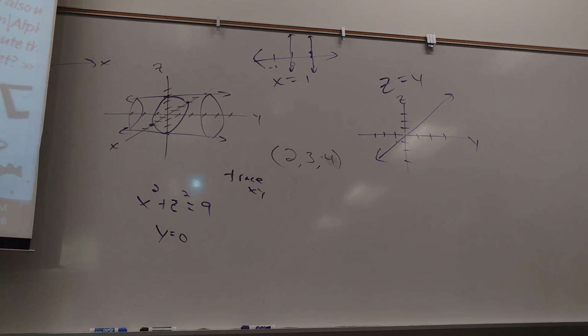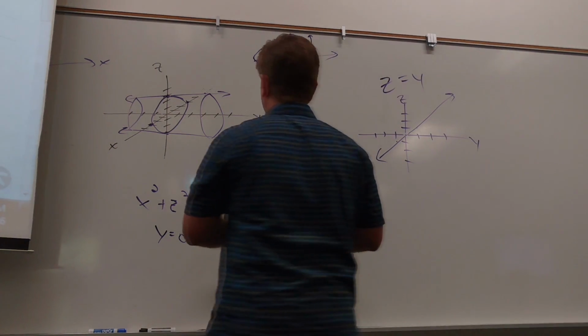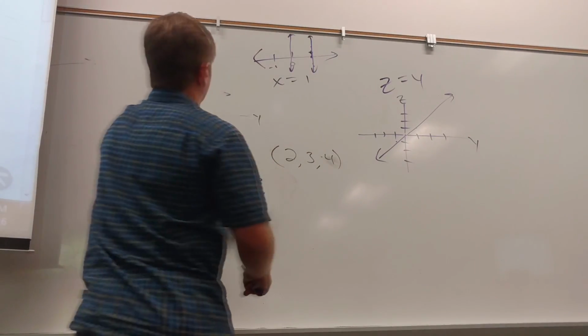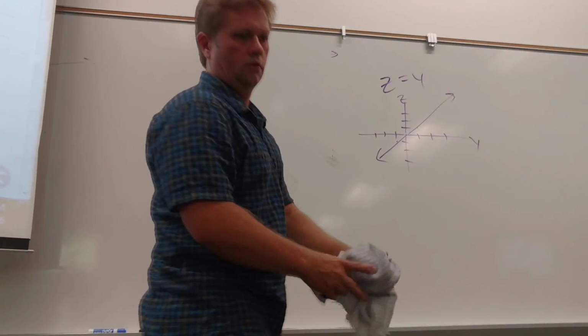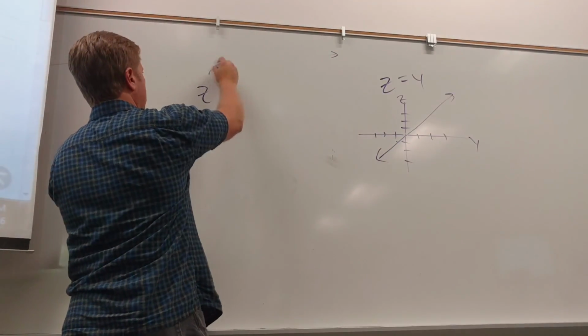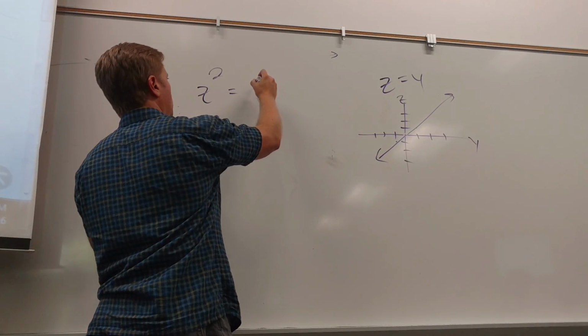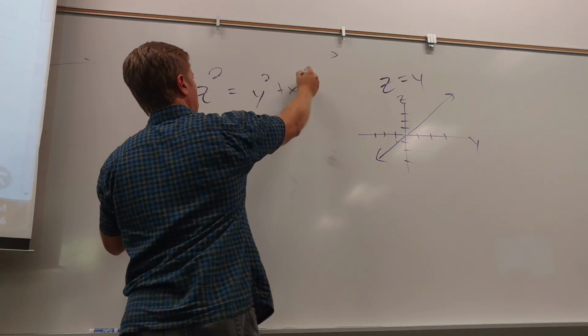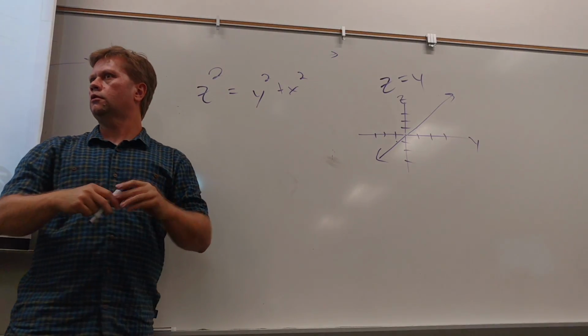But if you sign up for Wolfram Alpha, you could just start playing around. What is that going to look like? In fact, before I even show you, what do you think that's going to look like? I probably should show you too, but I'll think about it. What would z squared, what did I say it was? z squared equals y squared plus x squared, right? Yeah.